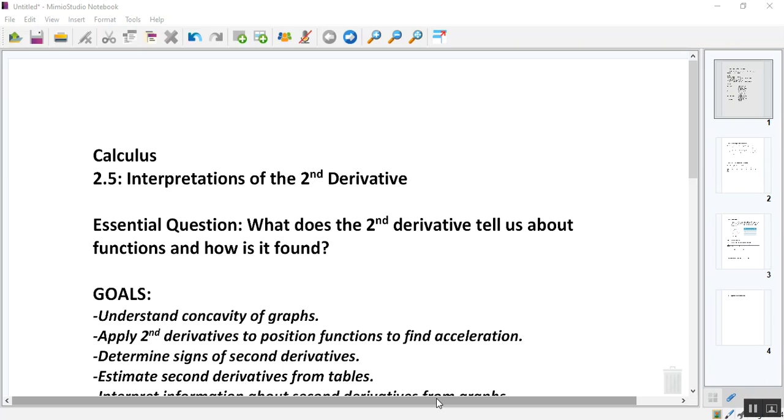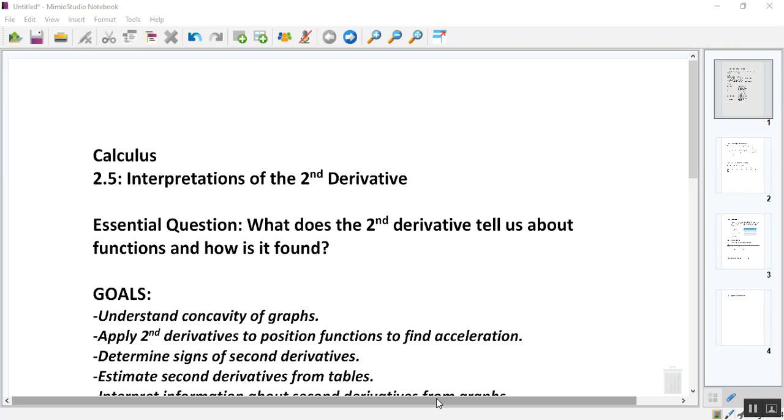Of functions. Guys, what does the first derivative tell you about functions? The slope. Yeah, rate of change, slope. You bet. Okay. So today we're going to start looking at what it means to not work with just a first derivative, but look at the second derivative. And what we're trying to answer today is the following: what does the second derivative tell us about functions, and how can it be found?